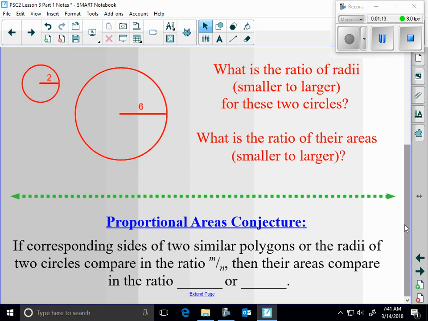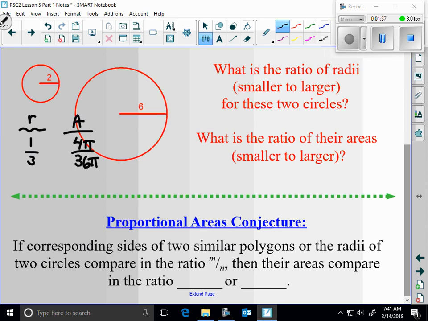The ratio of the radii is 1 to 3. Okay, we can see 1 to 3. If you would, you could pause the video right now and take a guess at what the ratio of the areas would be. Okay, so the ratio of the radii was 1 to 3. The ratio of the areas would be 4 pi to 36 pi. And when I reduce that, I get 1/9. So notice that 1/3 squared is 1/9.